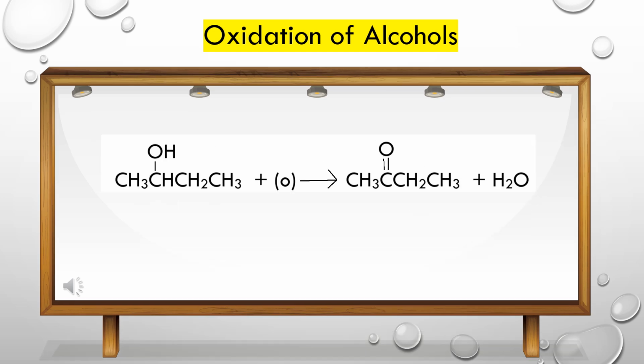It's a secondary alcohol. In this case, the OH is attached to a carbon, which is attached to two other carbons. That makes it a secondary alcohol. Upon oxidation, the double bond is going to form at the same position, plus water. When we have a C double bond O that's between two carbons, rather than on the end of the chain, it's called a ketone.